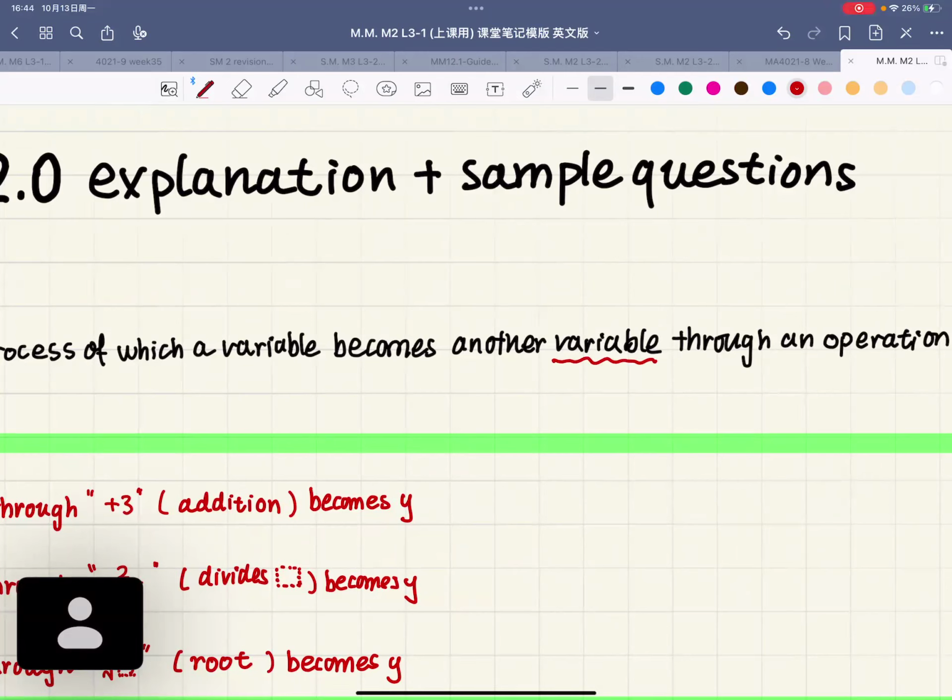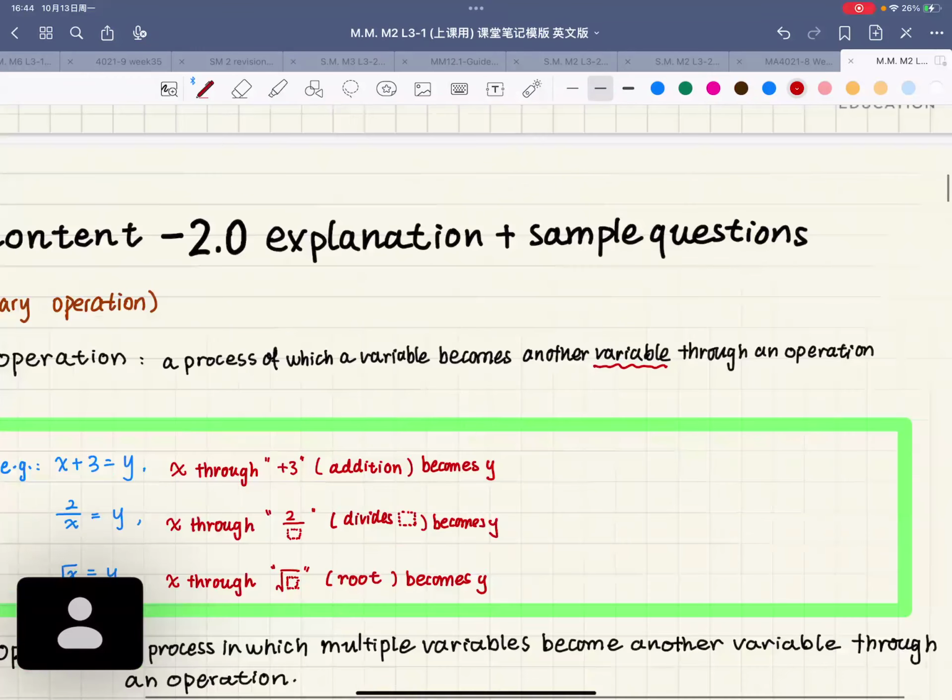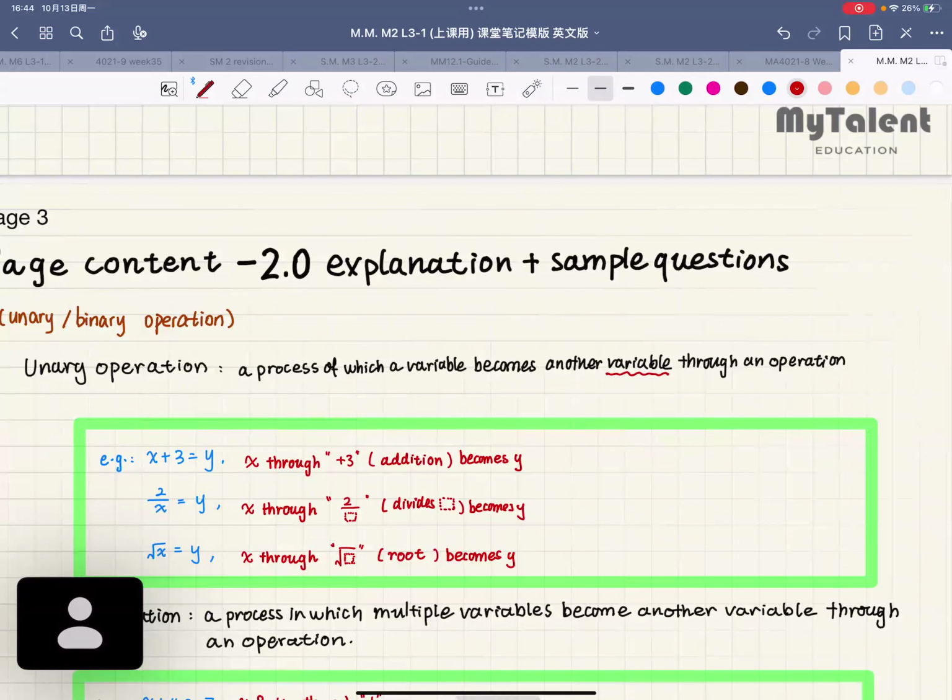does anyone know the difference between variable and unknown? After this lesson finishes, I will upload this, and you will get my notes. You will get these notes. All right. Anyone knows the difference between variable and unknown? Any idea?